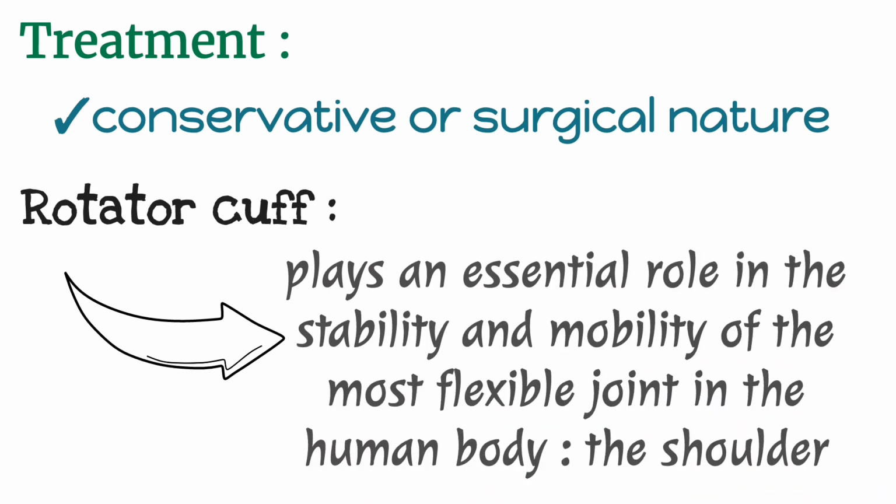Even though the rotator cuff consists of only 4 muscles, it plays an essential role in the stability and mobility of the most flexible joint in the human body, that is the shoulder joint. Let us discuss some important points about the muscles involved.